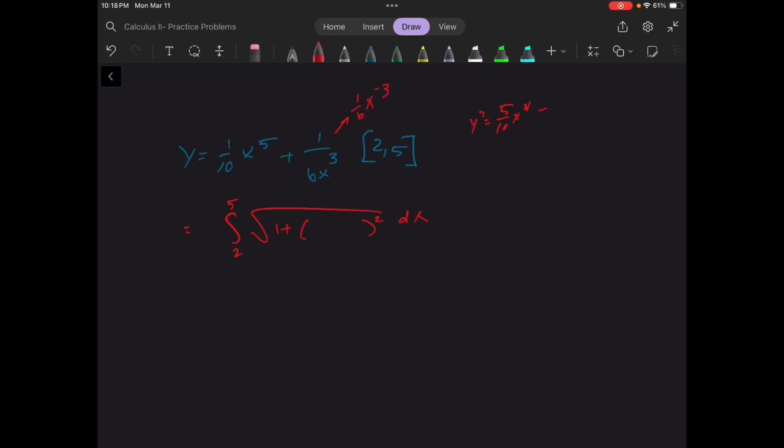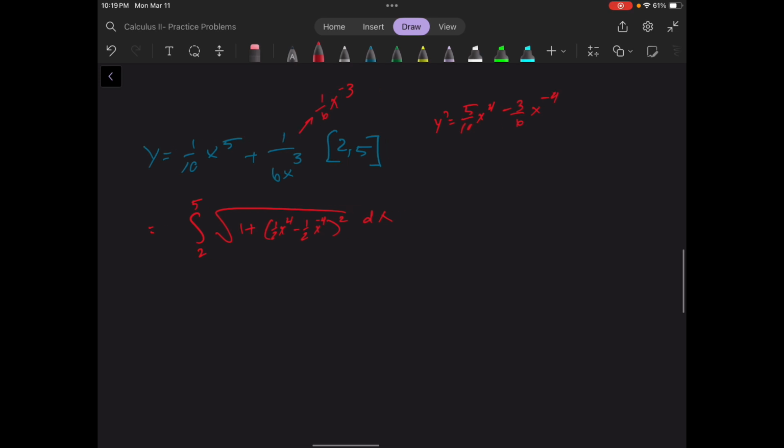So that negative 3 is going to come down. And we're going to subtract 1 from the exponent again. So 5 over 10 is 1/2. And 3 over 6 is 1/2 x to the negative 4. So we can just plug this in, just like this, into our integral capable calculator. Or we could do a little bit of messy algebra and do it by hand. So I'll do a little bit of it.